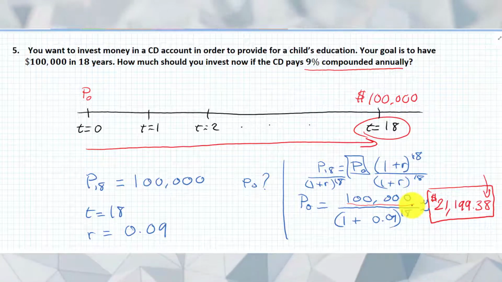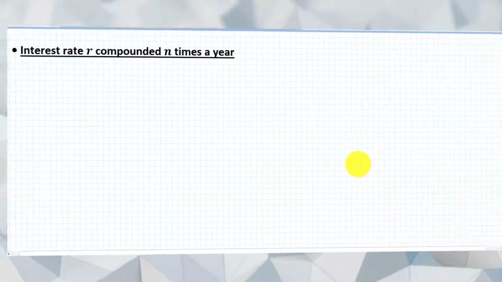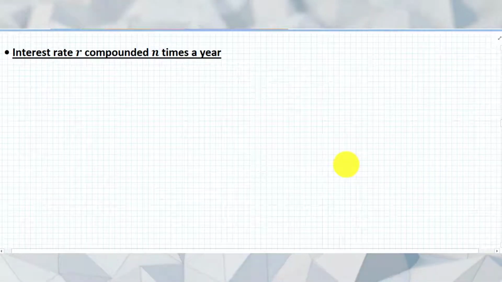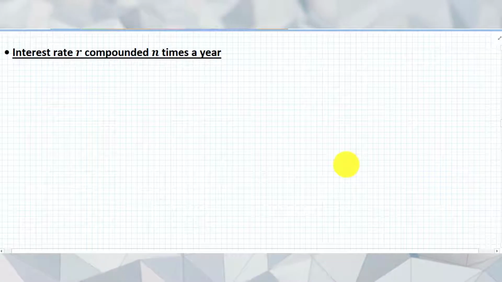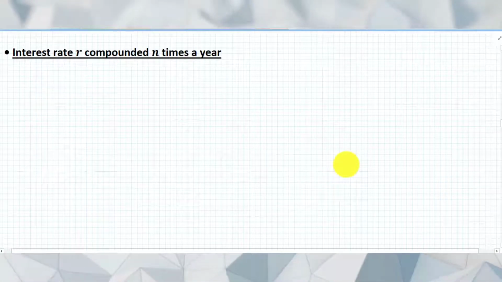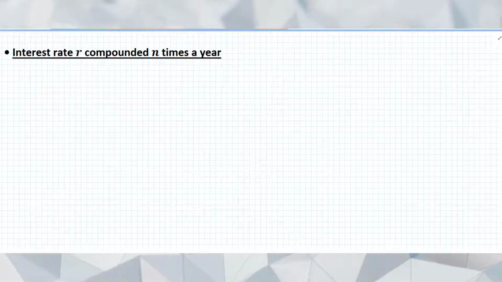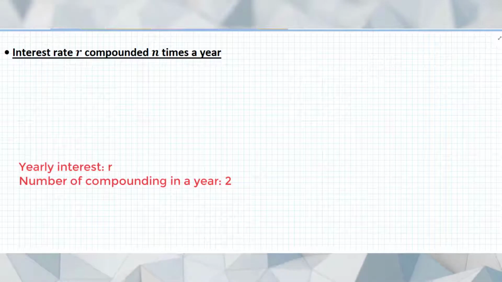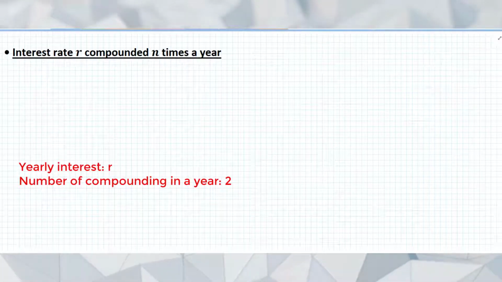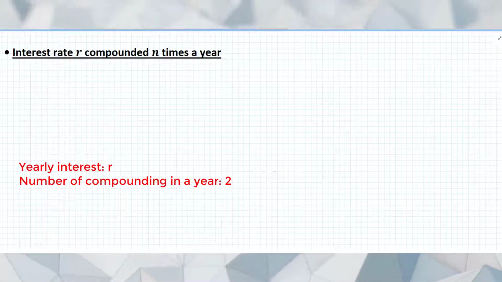Let's now go over the second model that is used in finance. The second model is an interest rate R, in decimal form, compounded n times a year. So to understand the meaning of compounded several times a year, let's look at two examples. Suppose you're given a yearly interest rate of R, in decimal form of the percent, and you want to compound it twice a year. So R compounded twice a year.